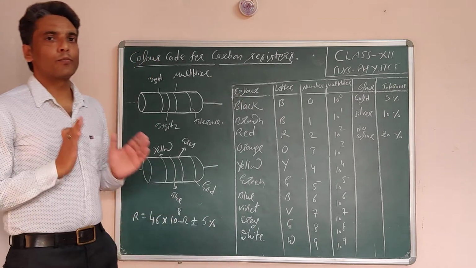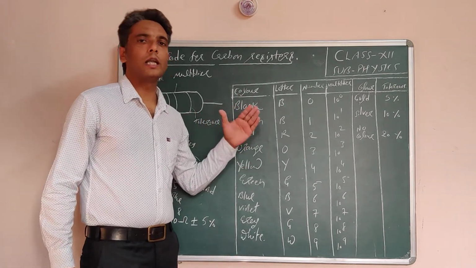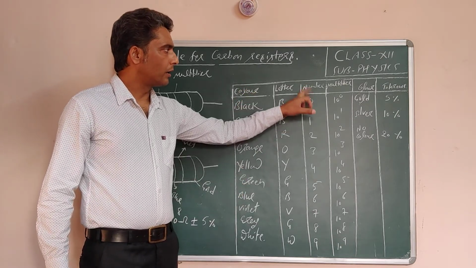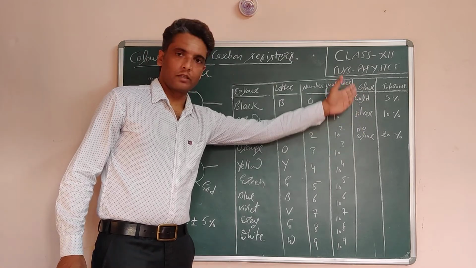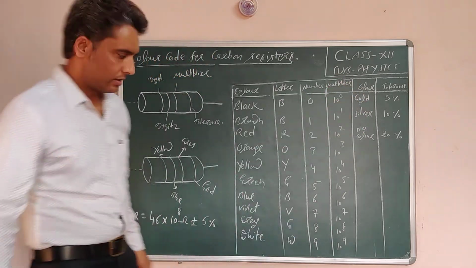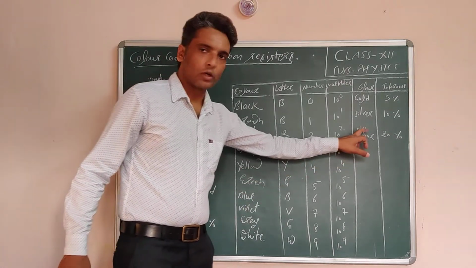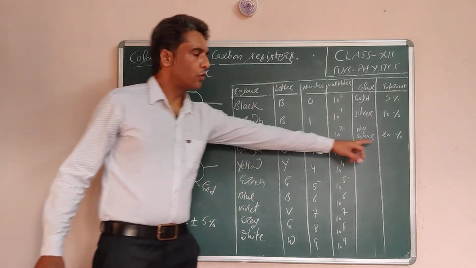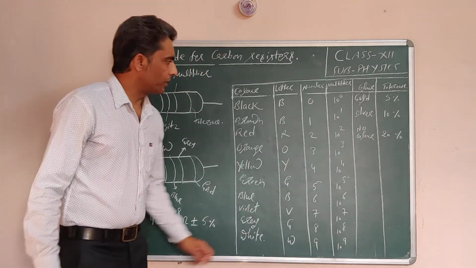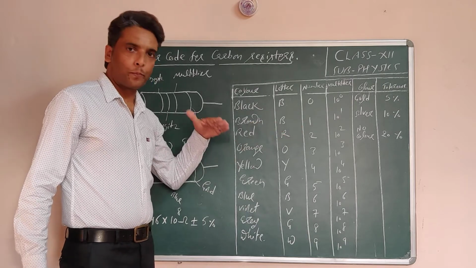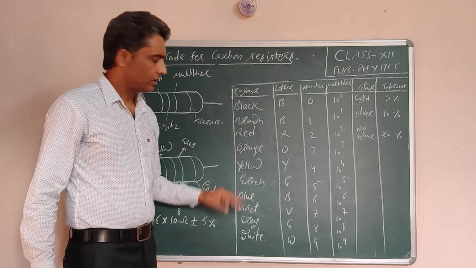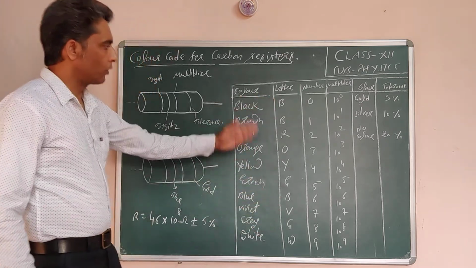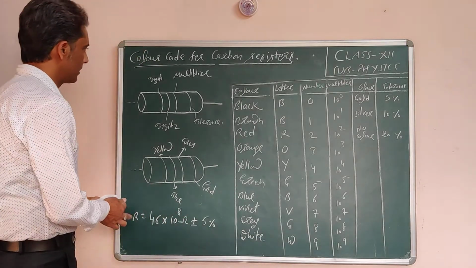Now the main problem is how to remember this table. So you have to remember these columns: color, number, multiplier, and these are the colors for tolerance. And as I said, if there is no color band, then the tolerance will be taken as 20%. Now how to remember the number for a particular color? That is a difficult task. So it can be remembered by these letters. And how to remember these letters in order? There is one statement.